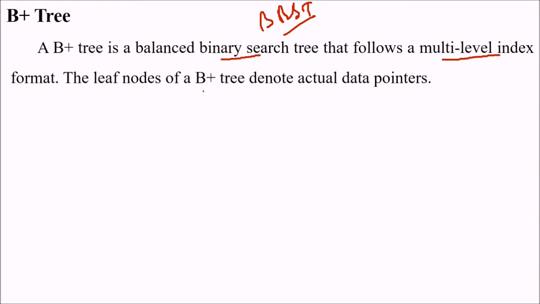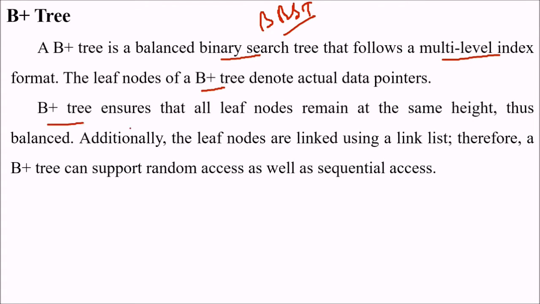The leaf nodes of a B plus tree denote the actual data pointers. The B plus tree ensures that all leaf nodes remain at the same height, thus making it balanced. The leaf nodes are also linked using a linked list. Therefore, a B plus tree can support random access as well as sequential access.